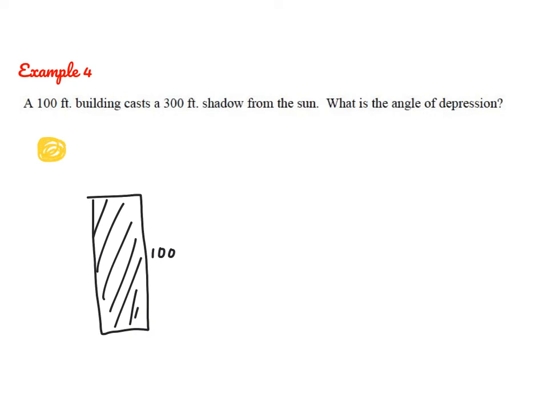So we can see that with the sun coming in like this, it's going to create a shadow. I'll do that all in yellow actually. It's going to create a shadow right here. So this at the bottom is our shadow. And it says that that shadow is 300 feet. So they would like us to find the angle of depression.